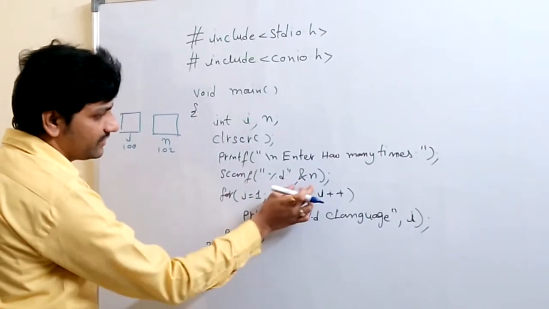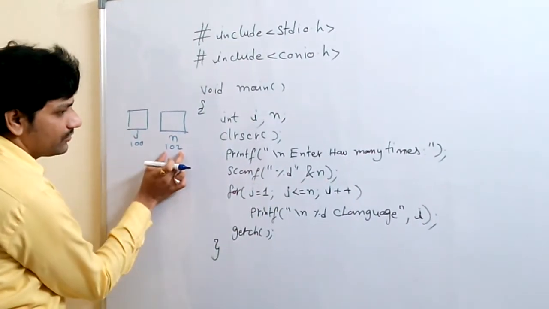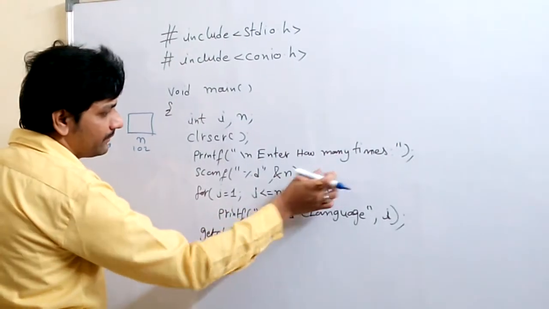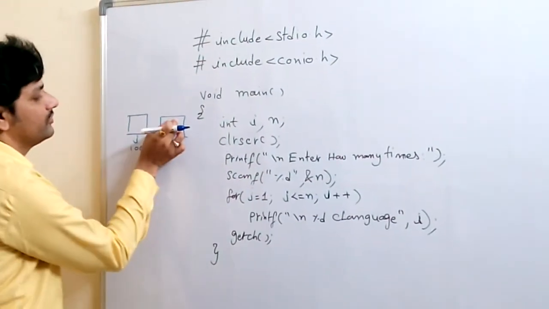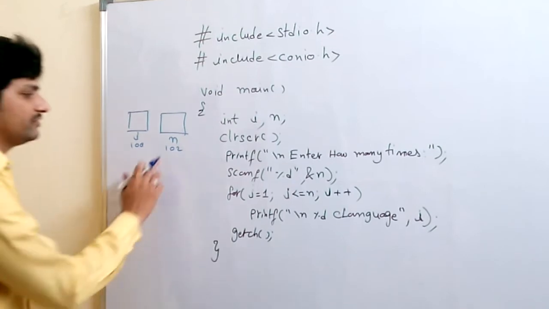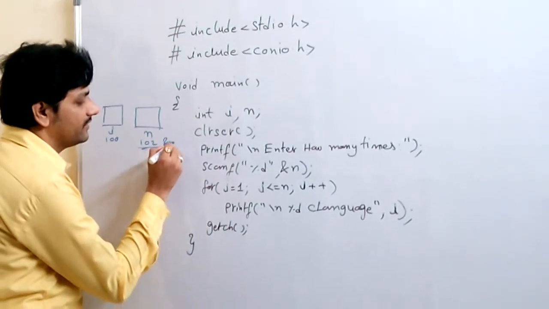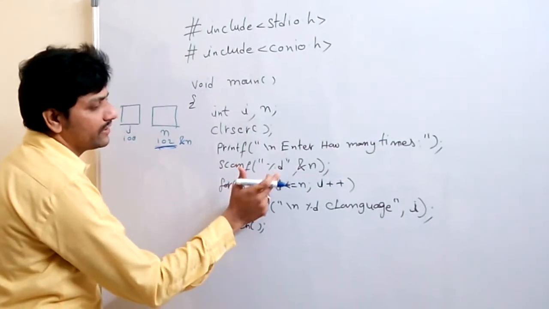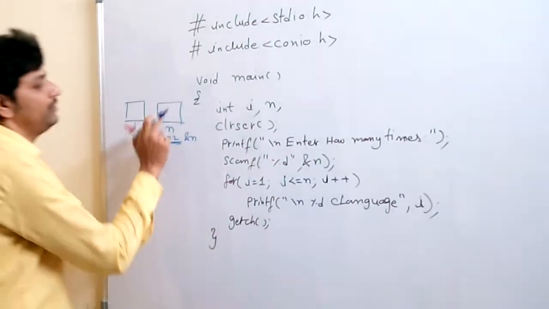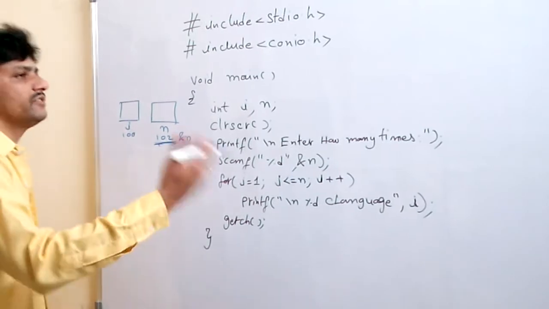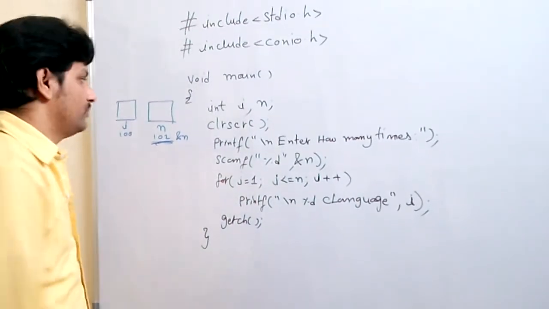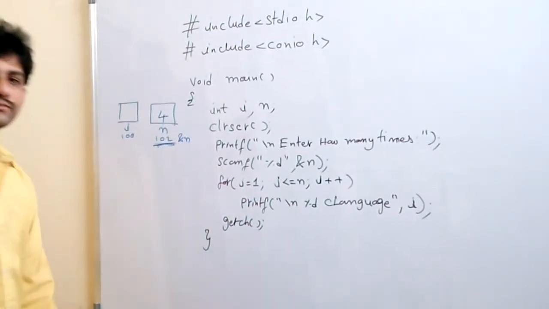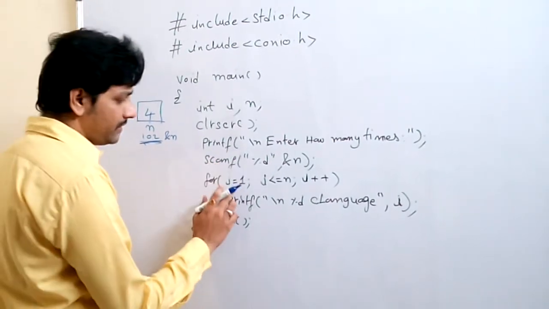So the number is going to be stored. Scanf, which address are we scanning? 102. That means whatever number we entered is going to be stored in this particular location. This is the address of n, this 102. Whatever digit we are entering is going to be stored here. For example, I entered 4.